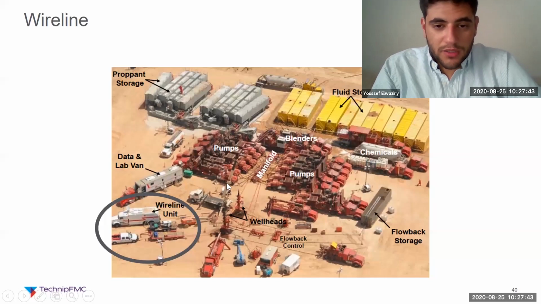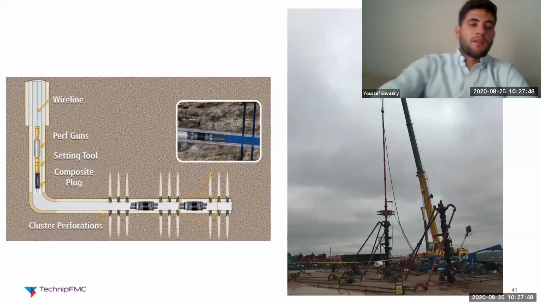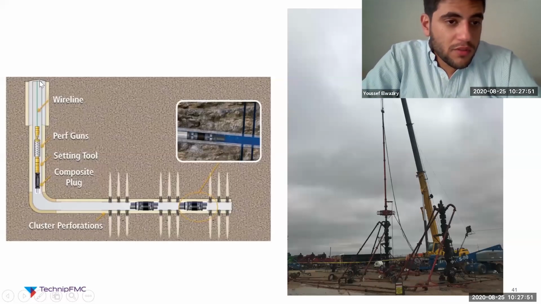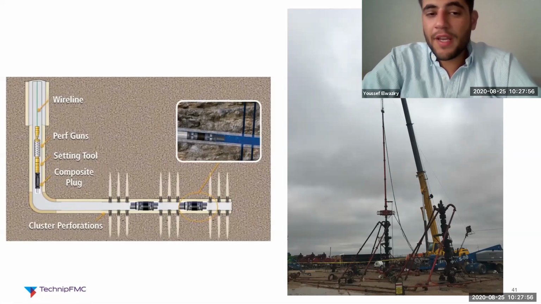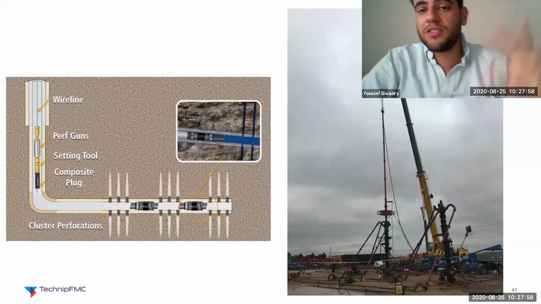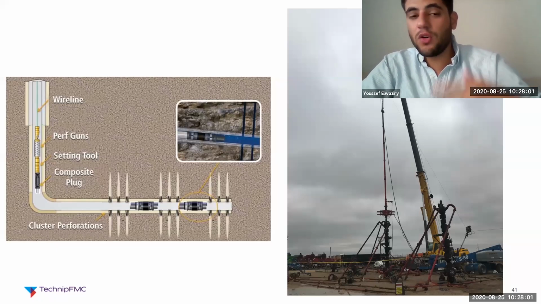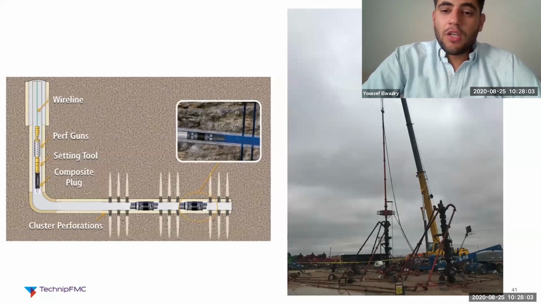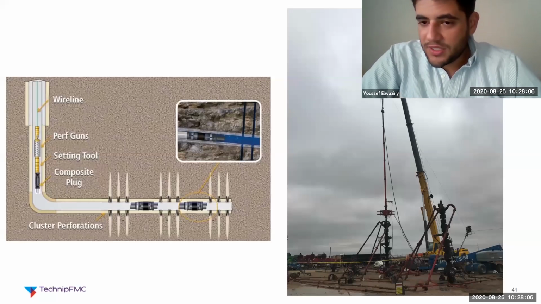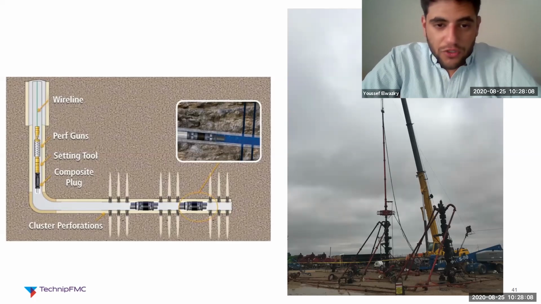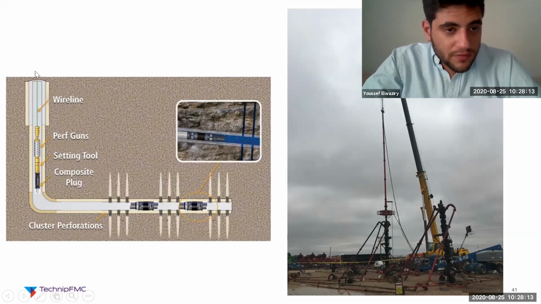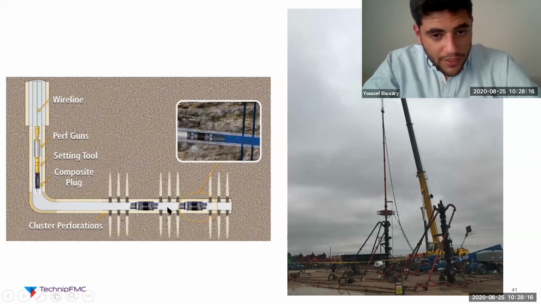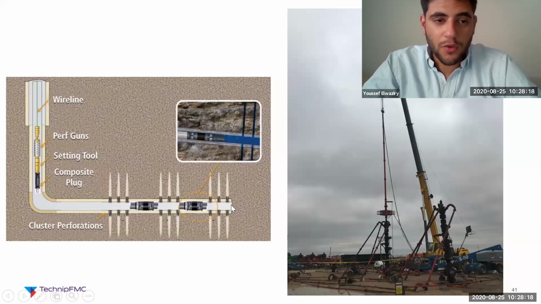Now that we talked about the wellhead, let's talk about wireline. The whole point of wireline is to create perforations so that the fracturing fluid can go inside of the perforation. Usually you will not see a frac location without a wireline crew. So the way wireline works is you have these wireline guns, they get lowered all the way into the horizontal well.